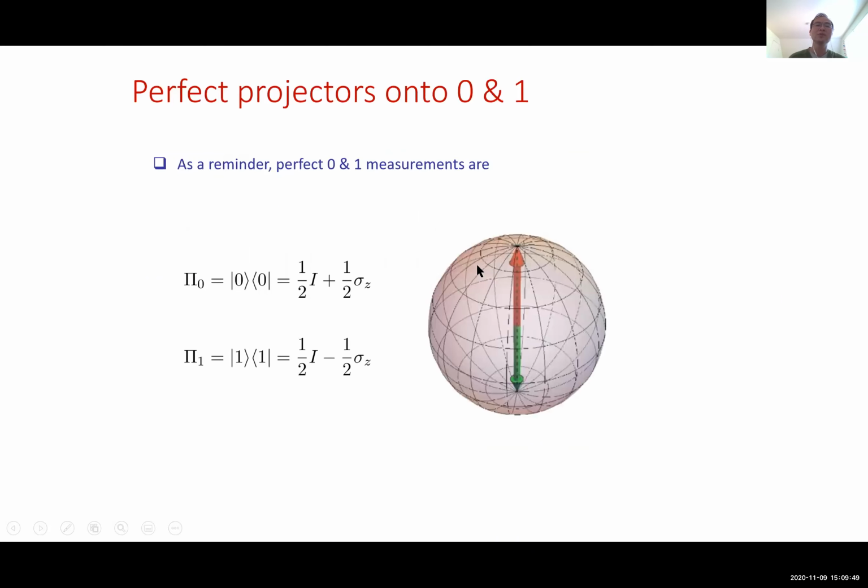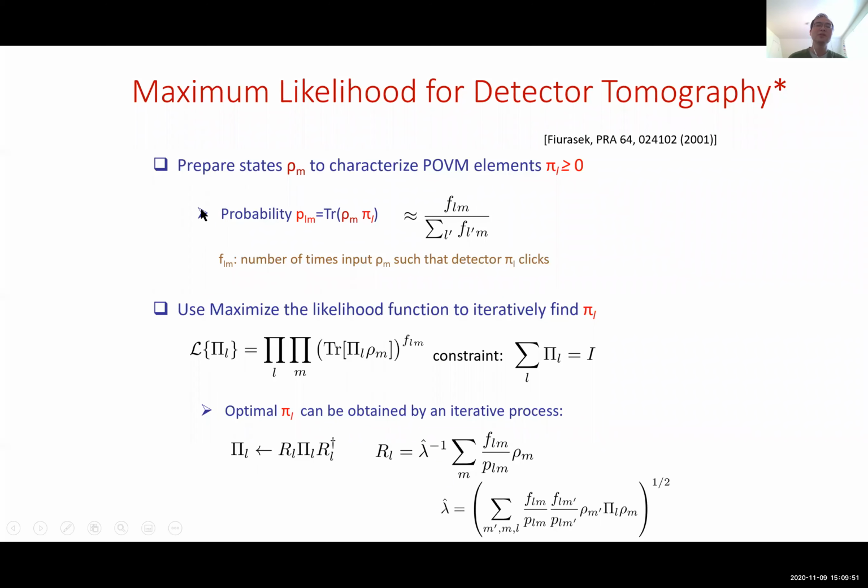Yeah, so there's one slide that I skipped, which is basically telling you that if I send in state rho M and the detector L clicks, which I denote by operator pi L, then according to quantum theory this is just the probability, the trace of rho times the measurement operator. And this basically is a measurement data: the number of times an input state M is such that the detector L clicks. So this is from the experiment.